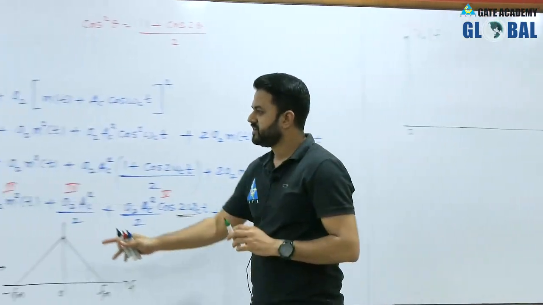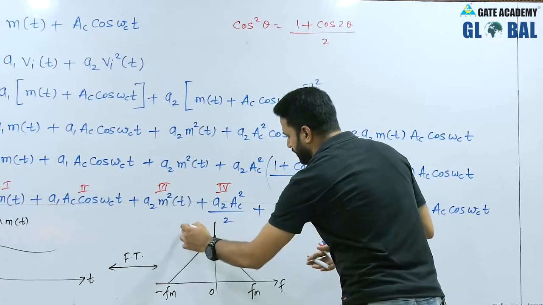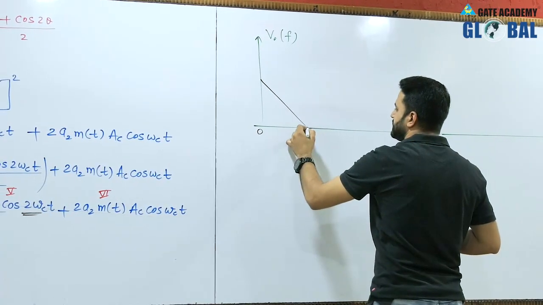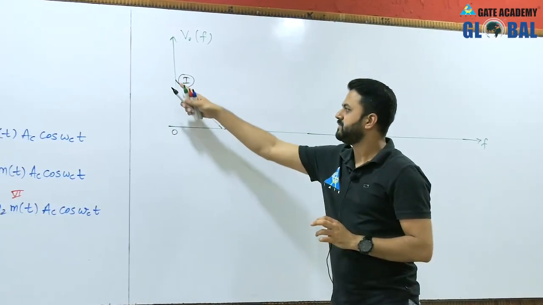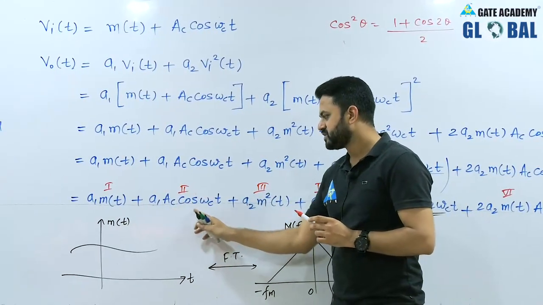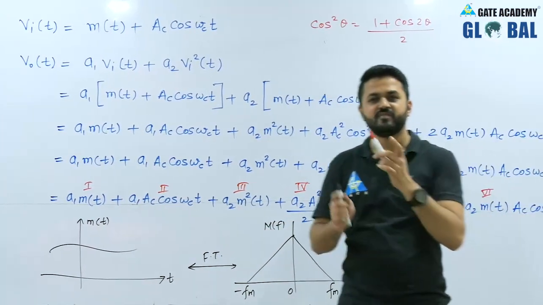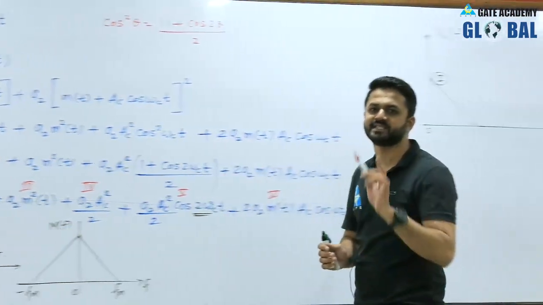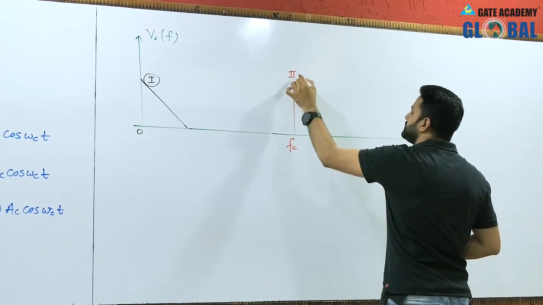Now the first term a1 mt: the Fourier transform of mt is m of f, so this is our m of f. I am drawing only from 0. This is the spectrum of the first term. We are not concerned about its amplitude, so that's why I am not writing the amplitude here. The second term is a1 ac cos omega ct. The Fourier transform of cosine is impulse, at plus minus fc. Whatever the frequency of the cosine, we get an impulse at that particular frequency. Because the cosine has frequency fc, we will get an impulse at fc, somewhere here. This is our second term.